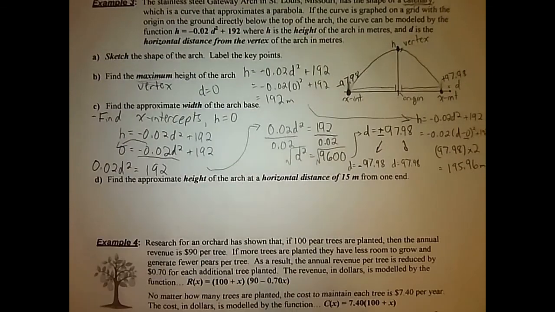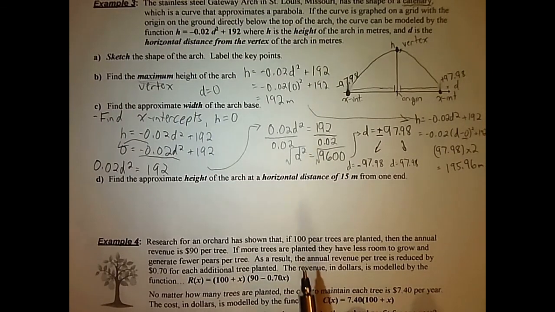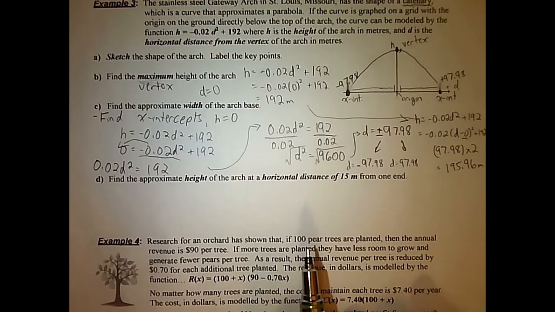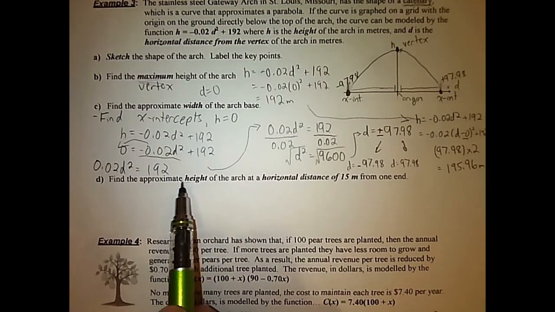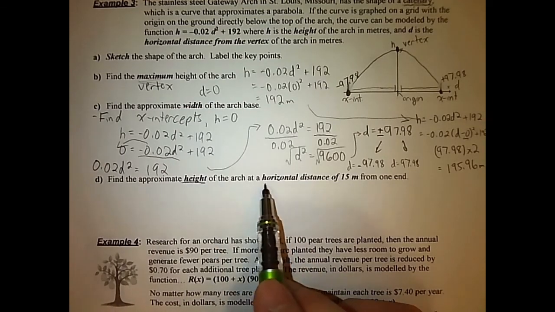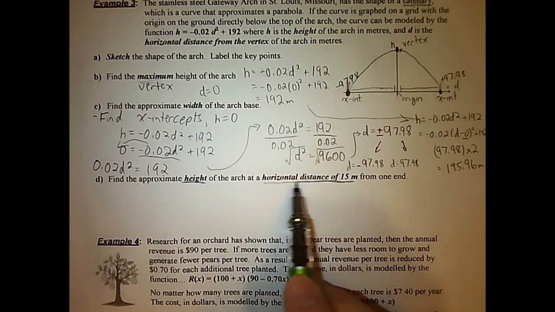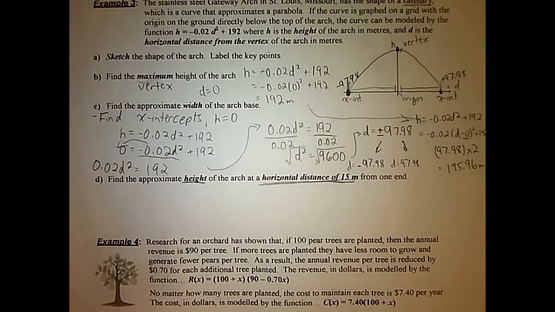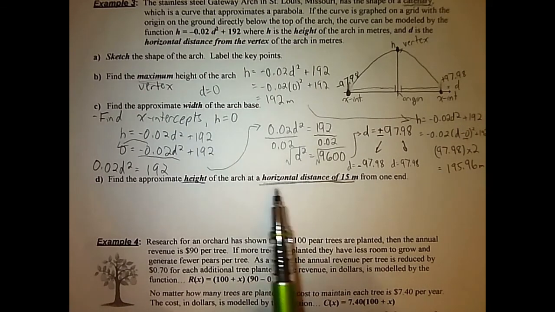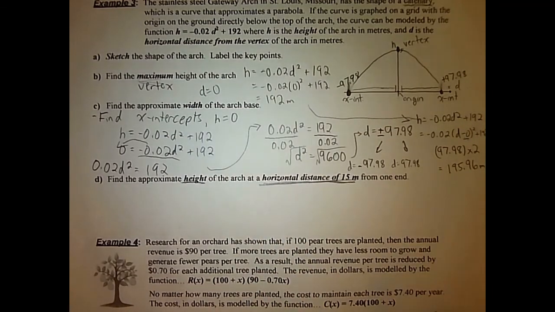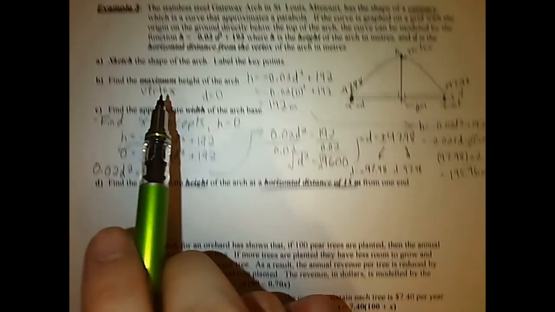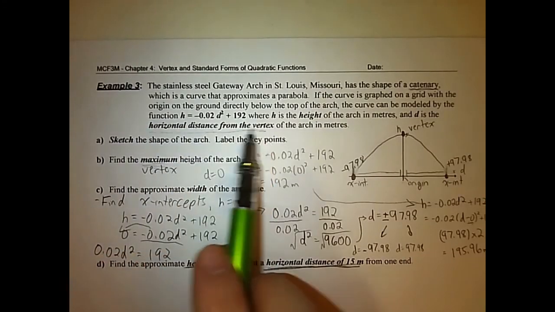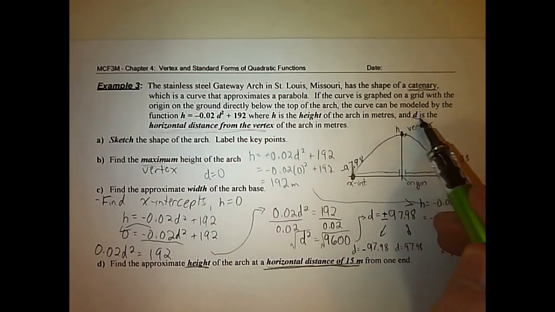Find the approximate height of the arch at a horizontal distance of 15 meters from one end. So now they want me to find the height after giving me a horizontal distance of 15 meters. So what variable did we say represents the horizontal distance? Looking back at the question, the horizontal distance is represented by the letter D.